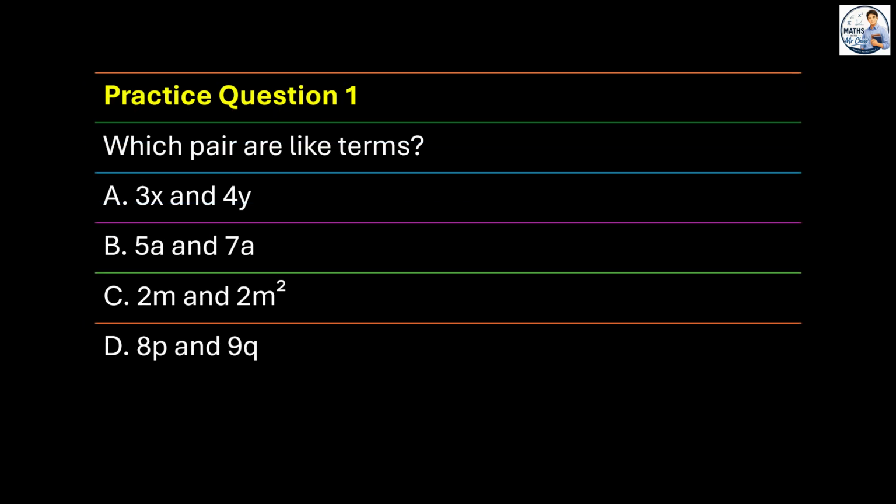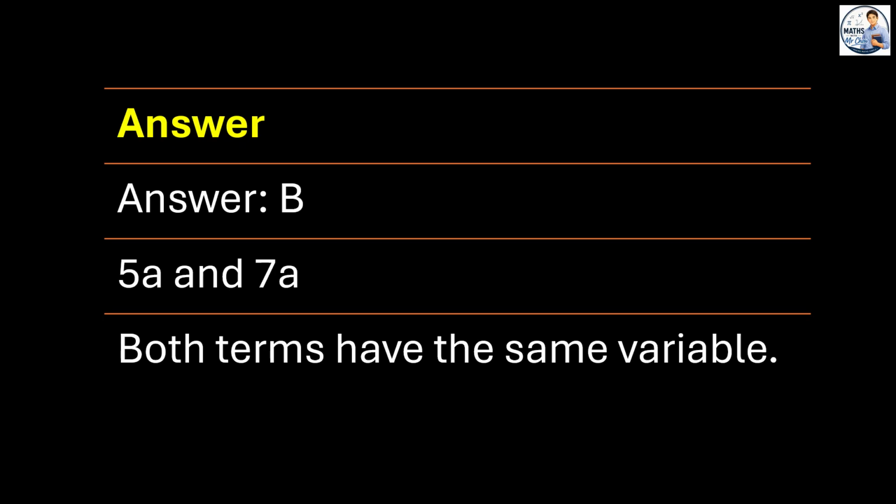Pause the video and choose the correct answer. Which pair are like terms? The answer is B. 5a and 7a are like terms because both have the variable a.